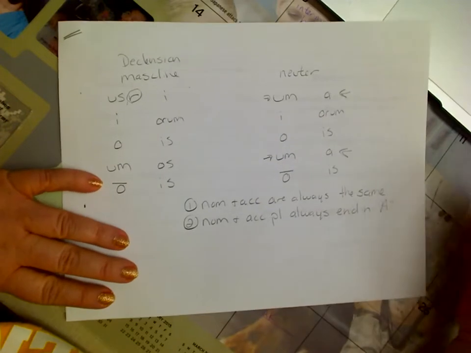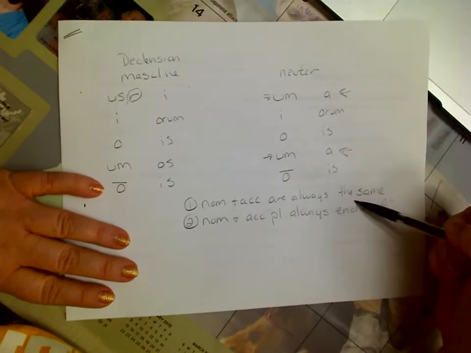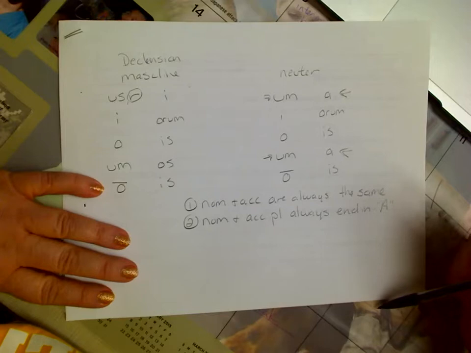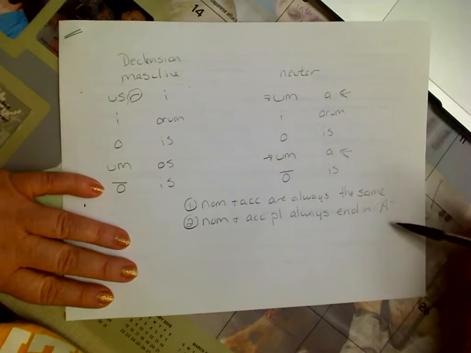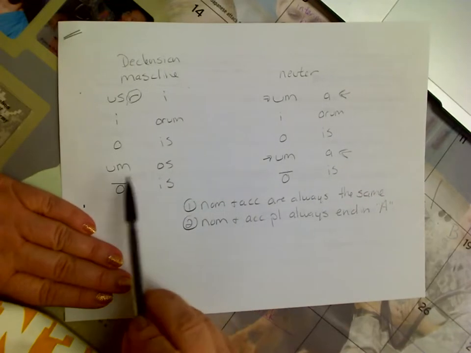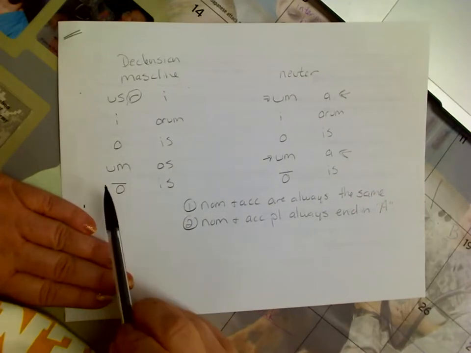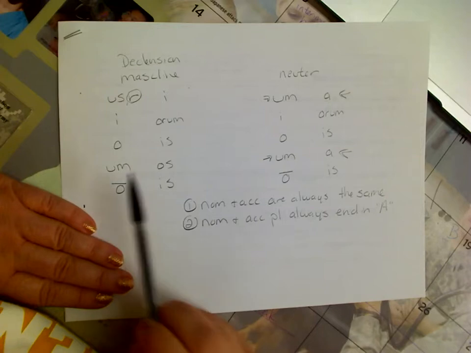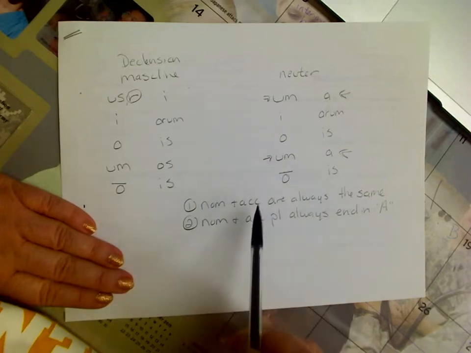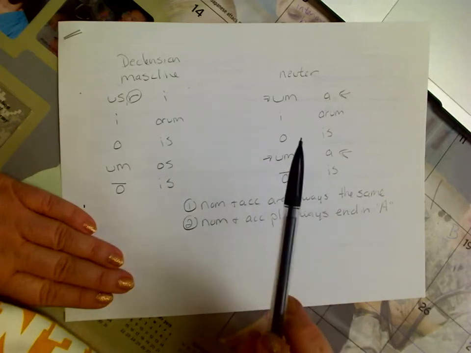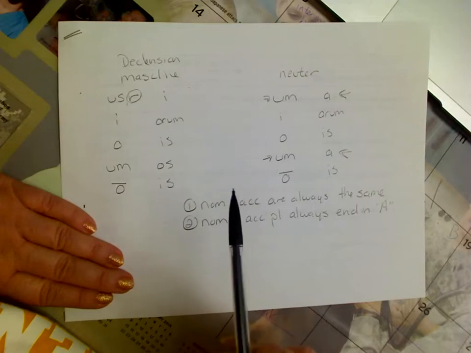So, if you say it in a tone or with a rhythm, you'll always remember it. Nominative, accusative are always the same. Nominative, accusative, plural end in A. Again, nominative, accusative are always the same. Nominative, accusative, plural end in A. If you look, the second declension masculine endings are the same as the neuter endings. It's just you're following these two rules. So that changes the endings with the arrows on them.